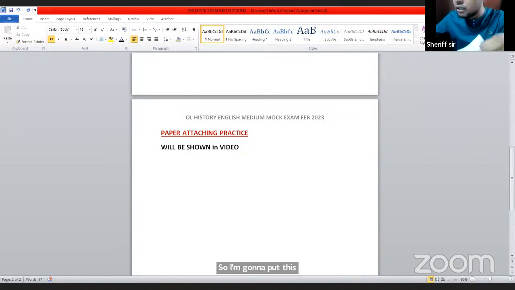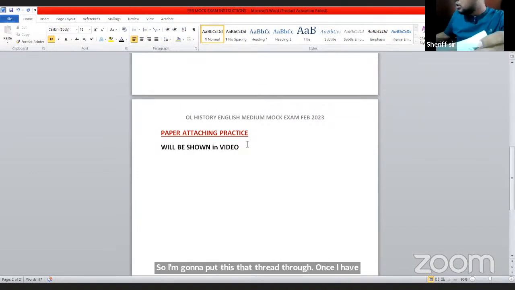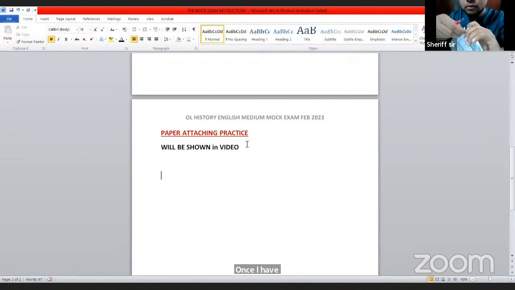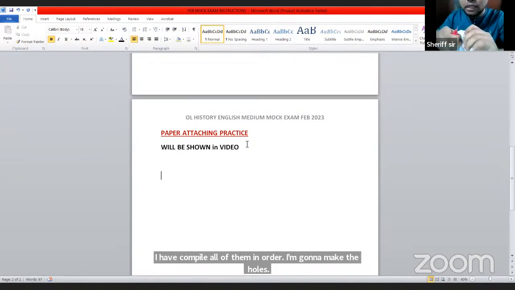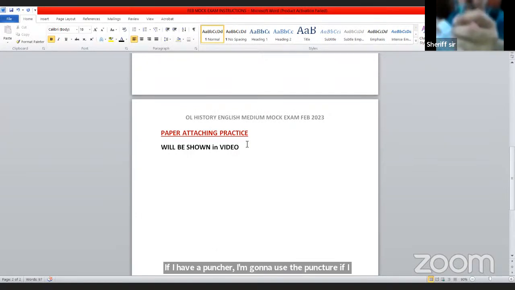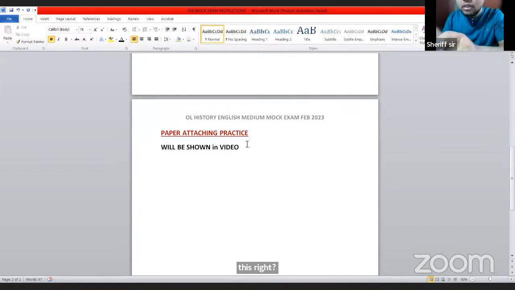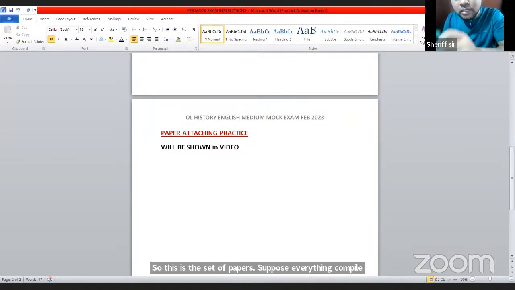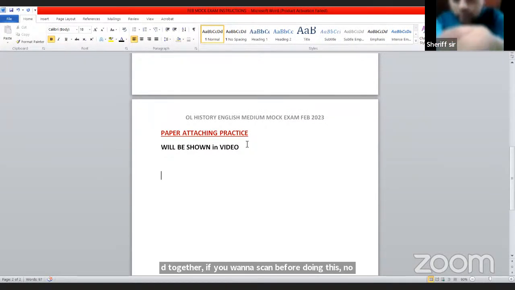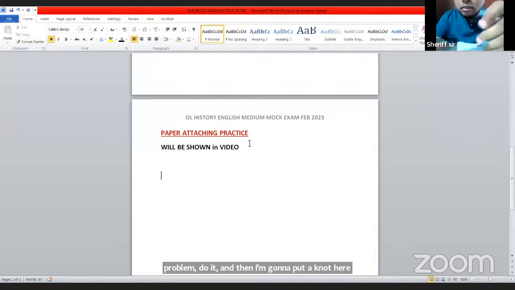Once I have answered all the questions and compiled all of them in order, I'm going to make the holes. If I have a puncher, I'll use the puncher. If I don't, no problem, I'll use something like this. So this is the set of papers, everything compiled together. If you want to scan before doing this, no problem, do it. And then I'm going to put a knot here.